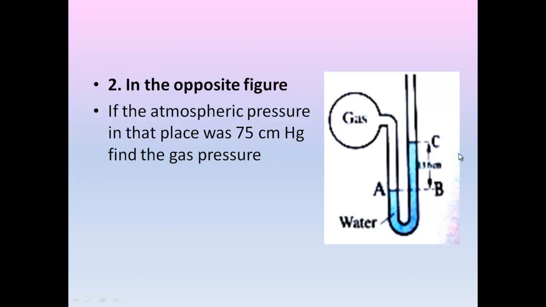Another one is a tricky problem. He said that the distance between P and C is 13.6 centimeter in the opposite figure, and that the atmospheric pressure in this place is 75 centimeter mercury. This place is the atmospheric pressure, not 76, it is 75. So before we start this problem, I have to calculate the pressure of air in this area.